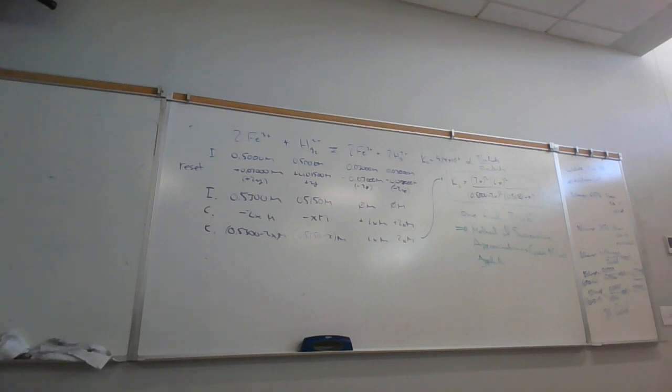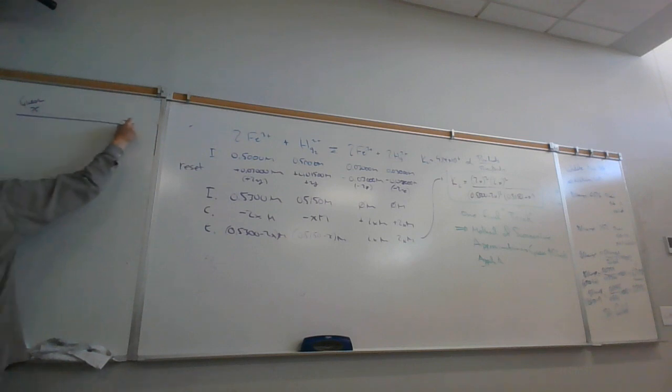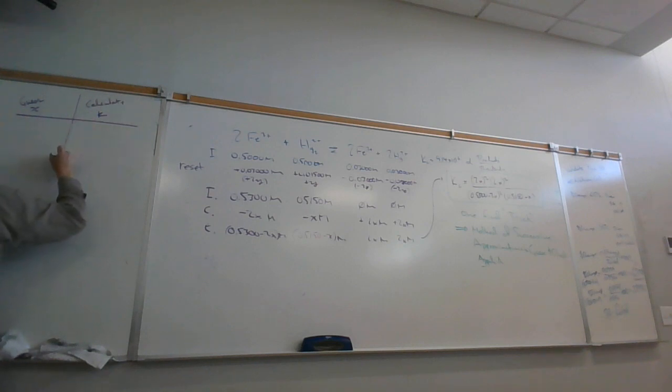divided by (0.5300 minus 2x) squared, divided by (0.5150 minus x). In the method of successive approximations, we're going to make a table where we guess x and then calculate K. We know what K is supposed to equal: 9.14 times 10 to the minus 6. And so we want to guess an x value that gives us a K value of 9.14 times 10 to the minus 6.